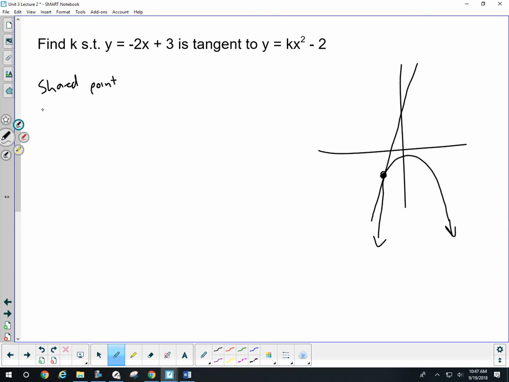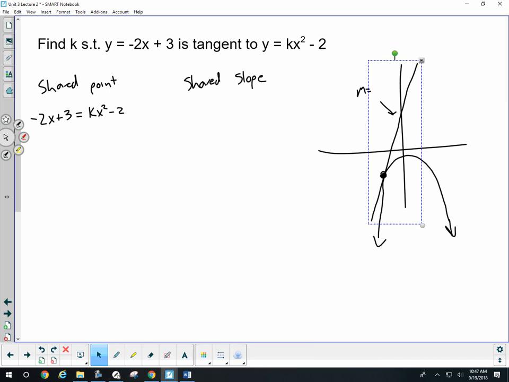So that means for some x, negative 2x plus 3 has to equal kx squared minus 2. Okay? The y's will be the same for a certain x. All right, so that's one equation, but I can't solve this for k right now. But the other thing that they share is a slope. The slope of this line, oh, this is not negative 2x plus 3. I'm sorry. So probably the same situation, but we're talking about negative 2x plus 3.